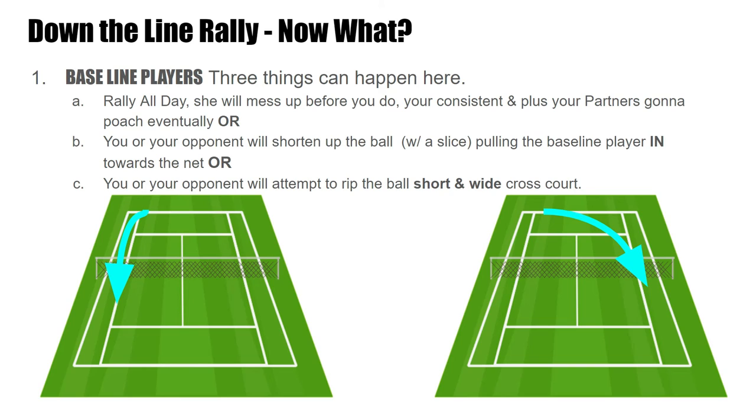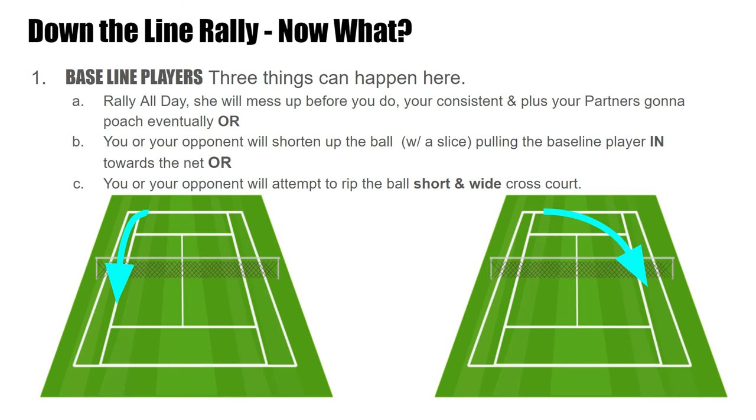Number 2, you can shorten up the ball. You can do this by slicing the ball short. Slicing the ball short is going to bring that baseline player in, throw them off. They're going to throw the ball up, and that's going to allow your net partner to get in there and put that ball away.